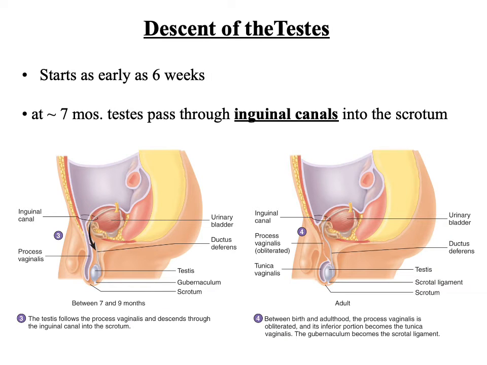Now I mentioned that the testes do not start out outside of the body, but in fact they start in the abdominal cavity. I'm not going to go through the whole process in detail here, but the descent of the testes starts as early as 6 weeks into development. And at about 7 months into development, they pass through a little opening in the abdominal wall called the inguinal canal, and they pass into the scrotum. Okay, so that again gives them that temperature appropriate environment for the production of sperm.